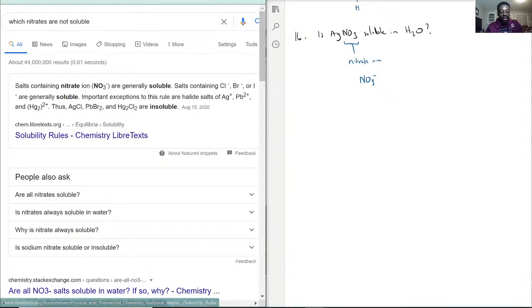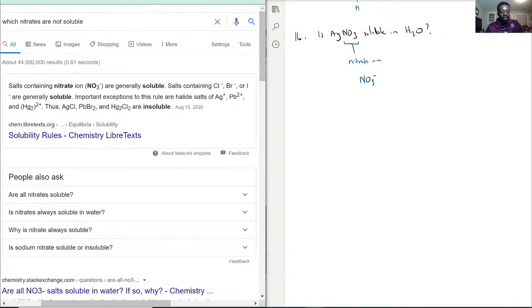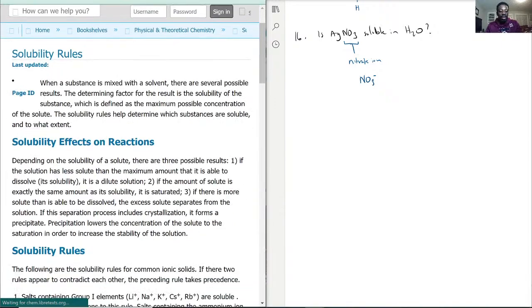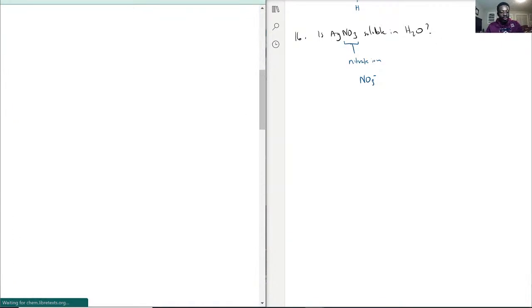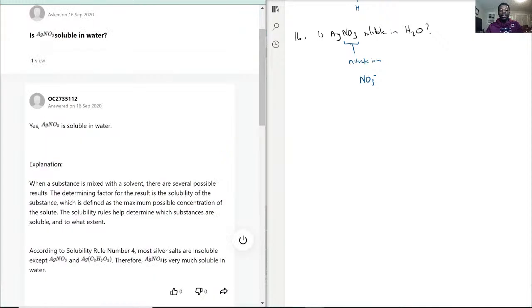In fact, they literally can't give us an example of something that's not soluble with nitrate. In fact, I'm going to expand this page here and go down over to the NO3 part. Yep. They can't think of anything that would make it insoluble when it's with a nitrate. So I guess that's something you have to memorize, but that would be your biggest hint. If you see a nitrate ion, it's going to be soluble.